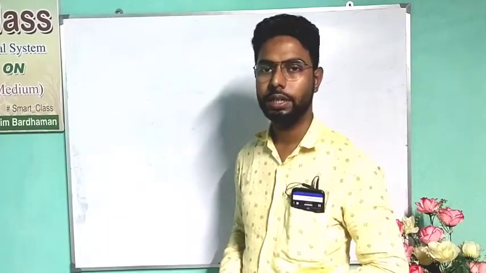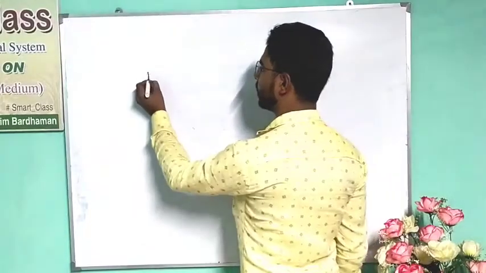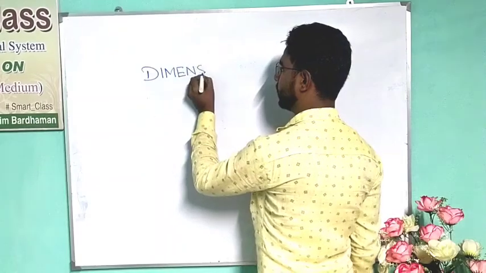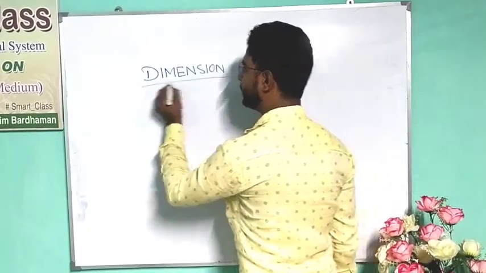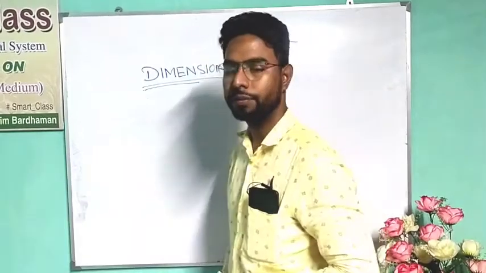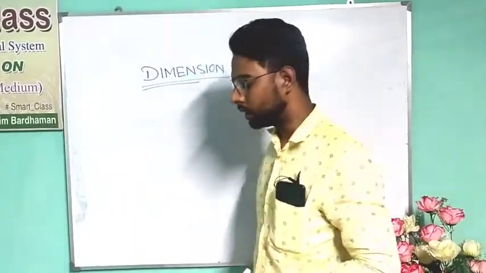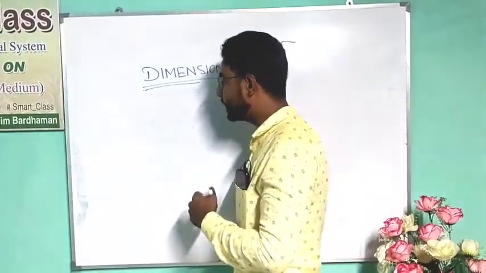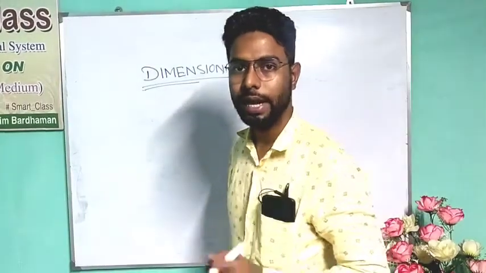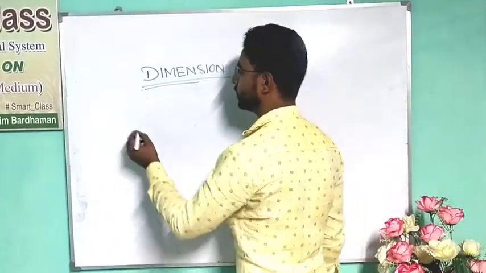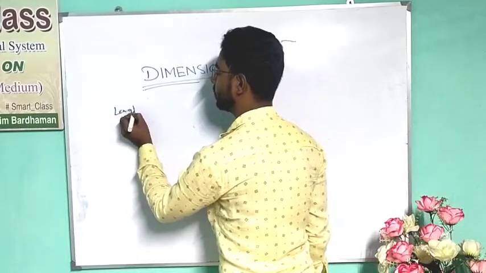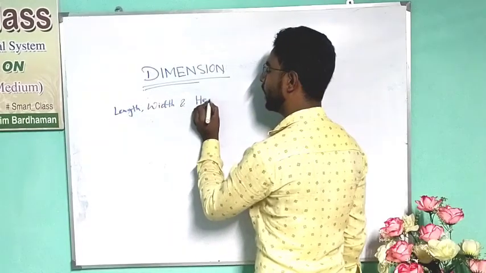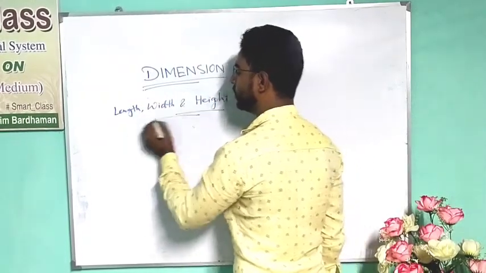Today we are going to learn about dimension. At first we have to know what dimension is. The dimension is the size of something, including its length, width and height. Length, width and height are called dimensions.